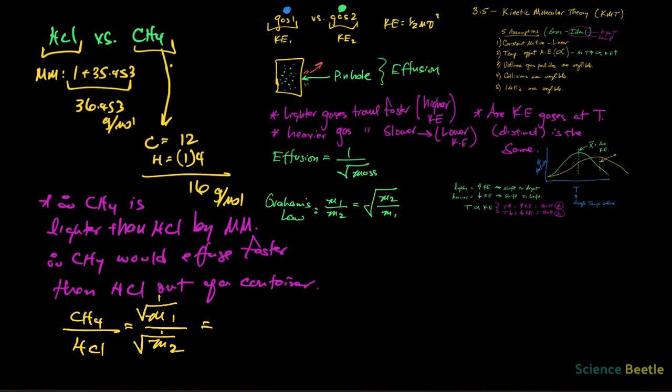But the numbers here, we kind of do the numbers. For the CH4, we knew that the numbers there were 16 grams per mole. So we would say 1 over the square root of 16 over the second gas, and that would be 1 over the square root of 36.453. So down here in the numerator here, we're going to get 0.25.